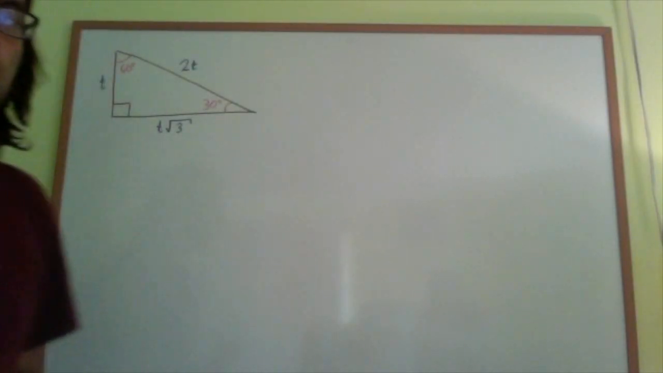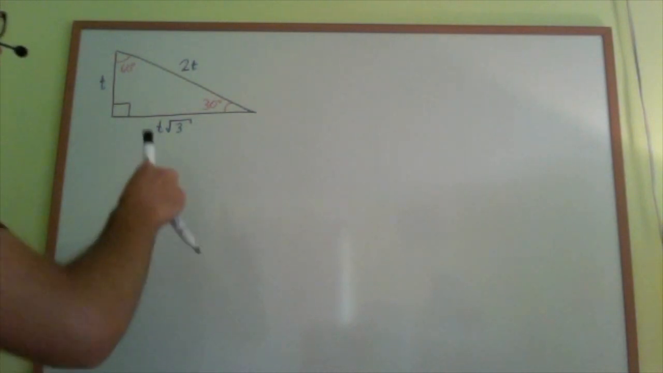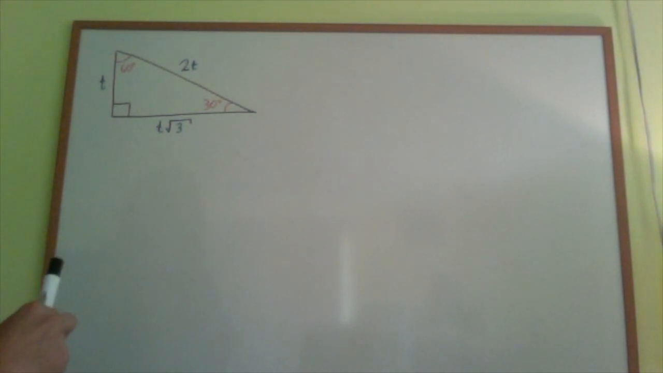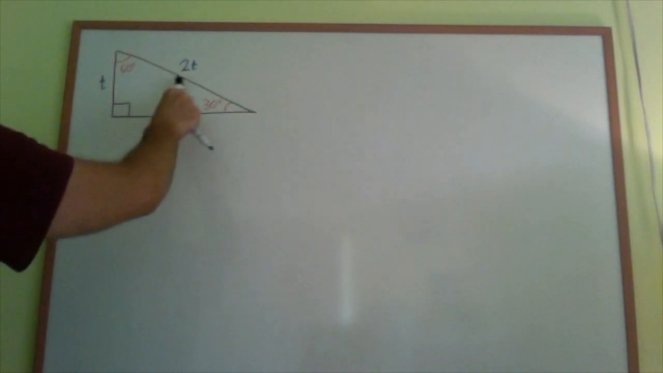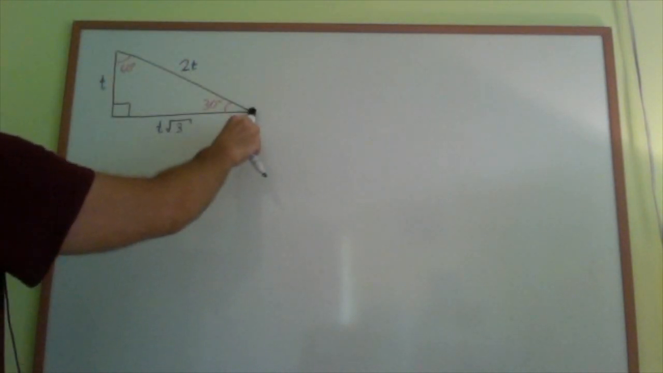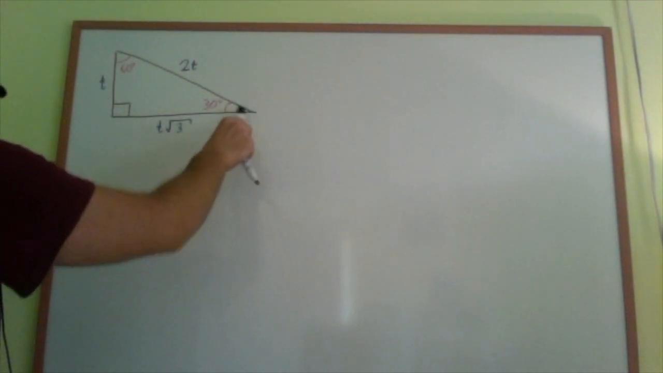Hello everybody. Today I wanted to talk about the 30, 60, 90 special right triangle. The side opposite 90 degrees is called the hypotenuse. The other two sides are called legs.